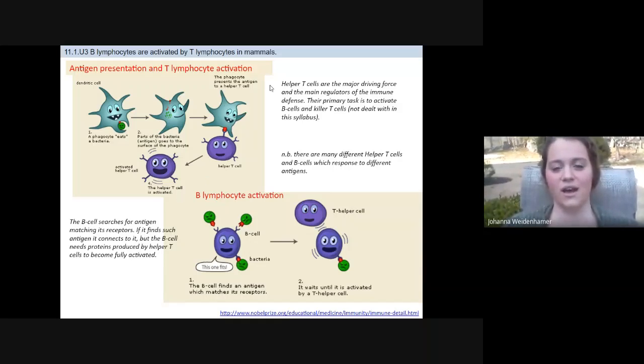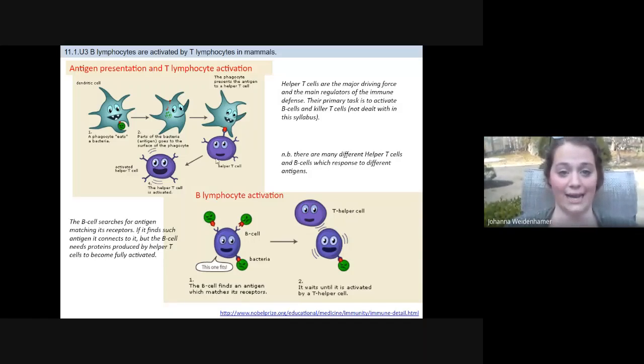So let's go to this overview right here. Helper T cells are the major driving force and the main regulators of the immune defense. Their primary task is to now activate B cells and killer T cells. So we went through all of those. We're now going to take a look at what these T cells are going to activate. So now we're going to take a look at B lymphocyte activation.